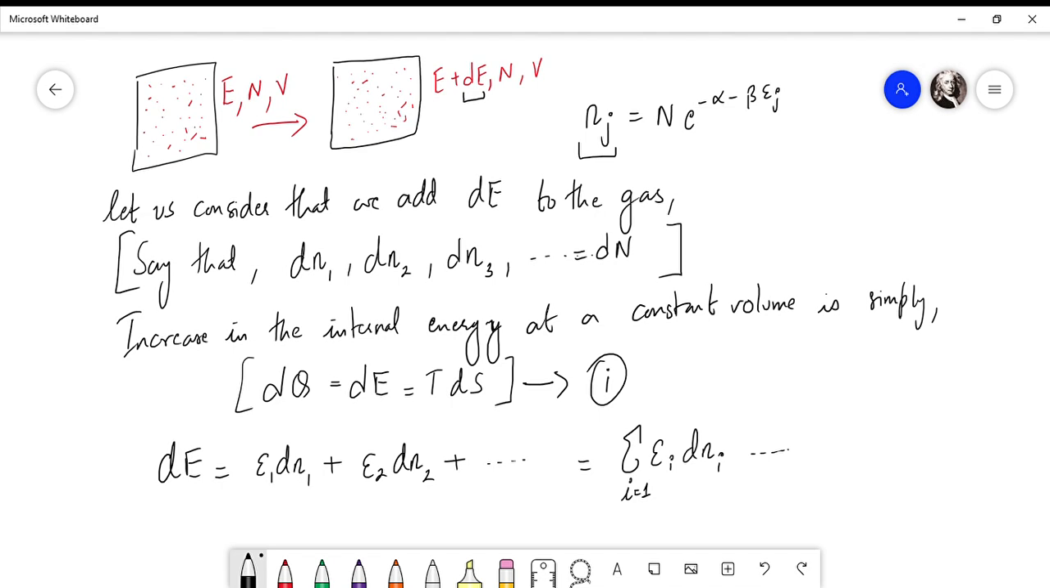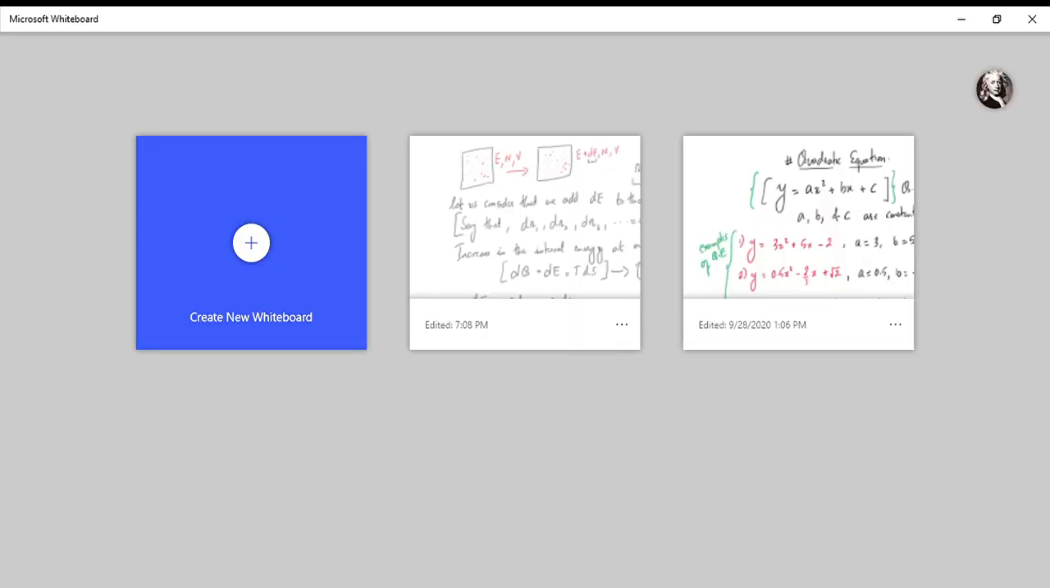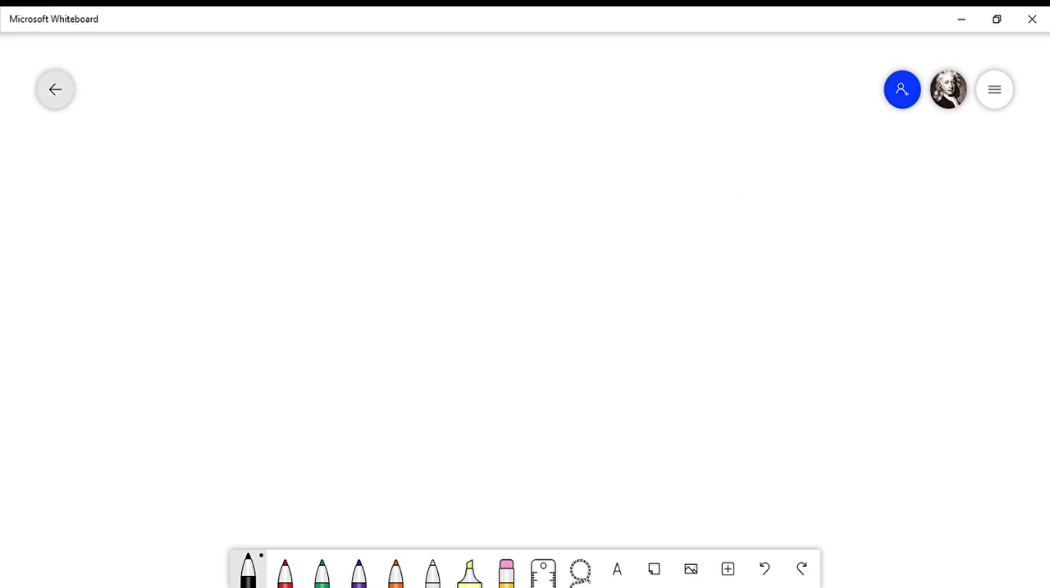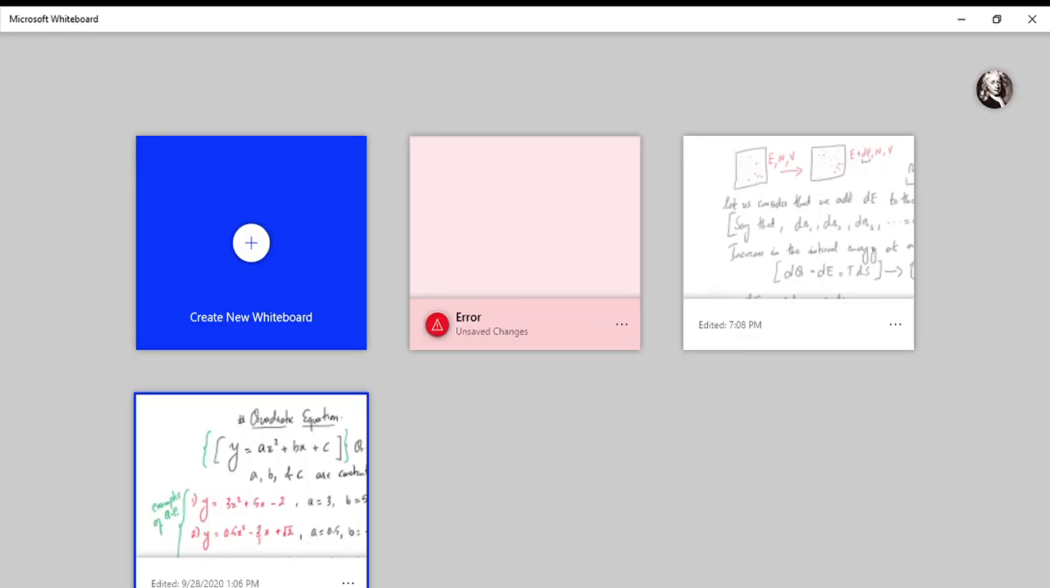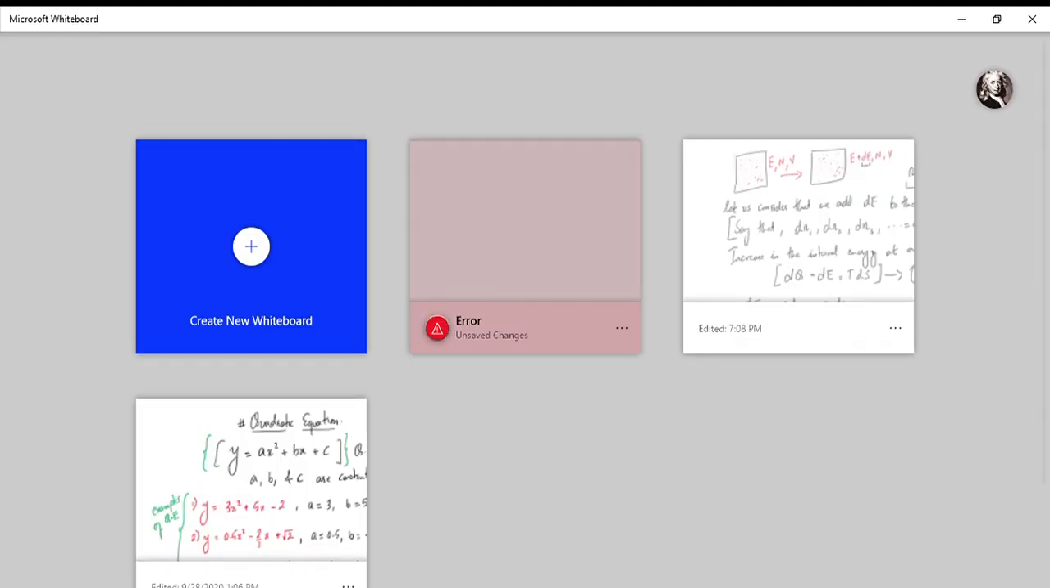Let us say this is equation 2, and now let's use Boltzmann's entropy formula to come up with the value for the beta constant. Okay, so let's move on to the next part then. Let's create a new whiteboard here. Okay, so I'm creating a new whiteboard here.